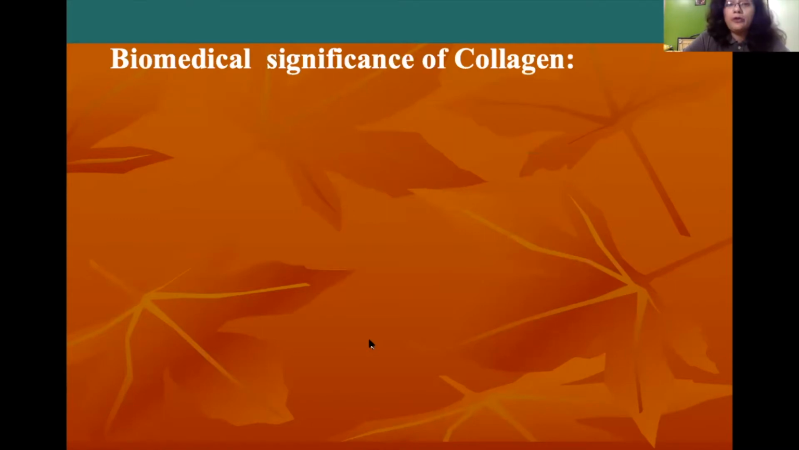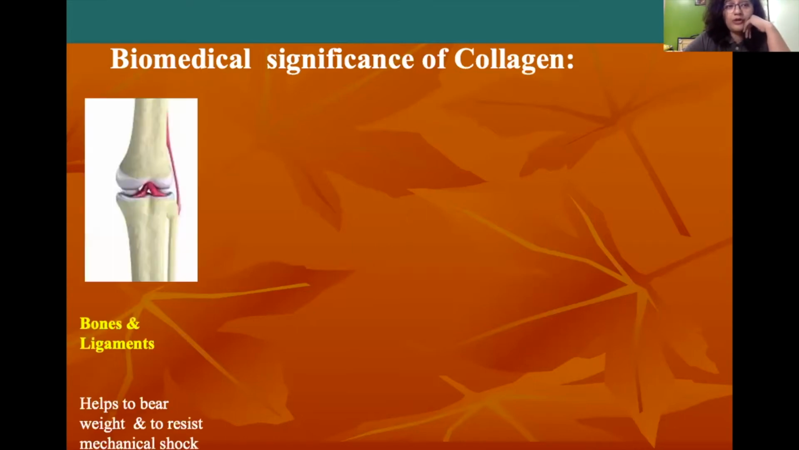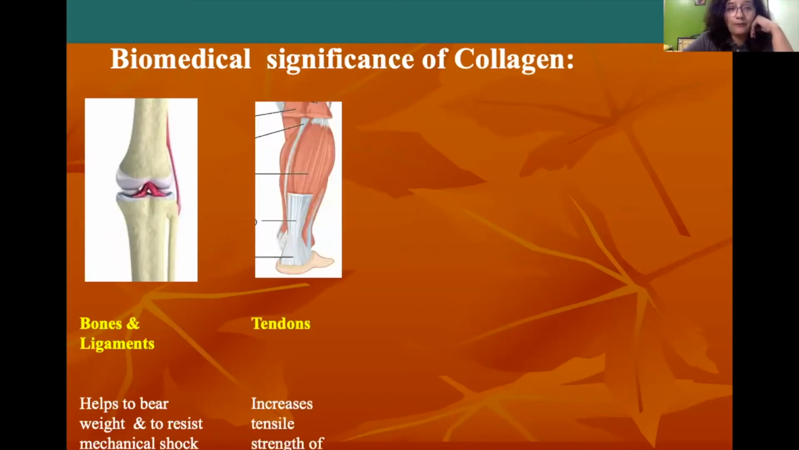Now let's see what the biomedical significance of collagen is. Why is it distributed so abundantly in our body? Because it is important. When it is present in the bone, it gives strength to the bone and helps the bone bear weight. And being part of ligament, it also helps in joints to resist biomechanical shock. Collagen is present in tendon also, and the tendon helps in the insertion of muscle into the bone, and this actually increases the tensile strength of the tendon.